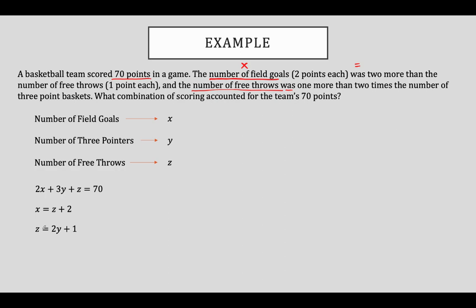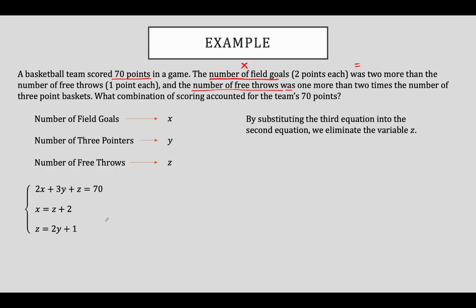All right. z, the number of free throws, was one more than two times the number of three pointers. Three pointers is y, 2y plus 1 equals z. So we just generated a system of equations. Do we know how to solve systems of equations with three variables and three unknowns? Sure. We want to try to take this complicated system and turn it into a system that only has two variables or two unknowns and solve from there.